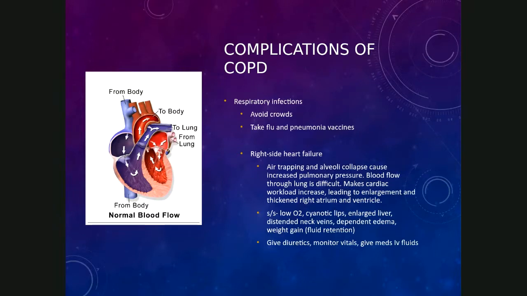So right-sided heart failure due to air trapping and alveoli collapse. This causes increased pulmonary pressure. Blood flow through the lung is difficult. It makes cardiac workload increase, and it leads to an enlargement and thickening of the right atrium and ventricle, which leads to right-sided heart failure. Okay. Signs and symptoms that you will see are low oxygen.